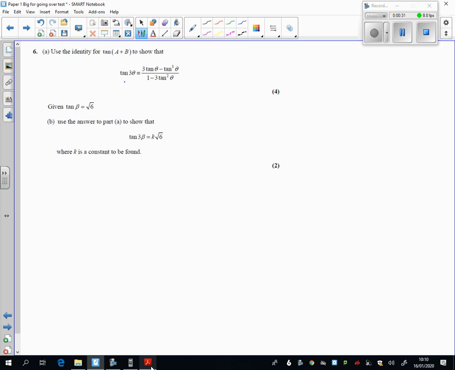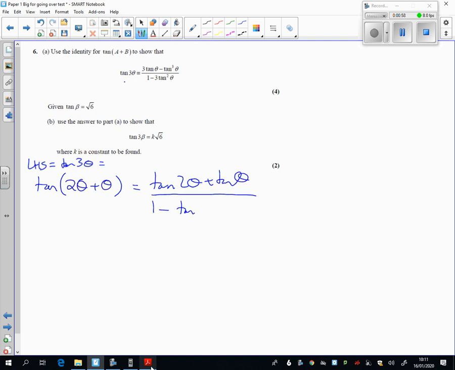What I'm going to do, it does tell you how to start. So we're going to write this as tan 2 theta plus theta. And using that formula we've just seen, the left-hand side equals tan 3 theta, which equals tan 2 theta plus tan theta, all divided by 1 minus tan 2 theta tan theta. So far so good, just tapping that in there.